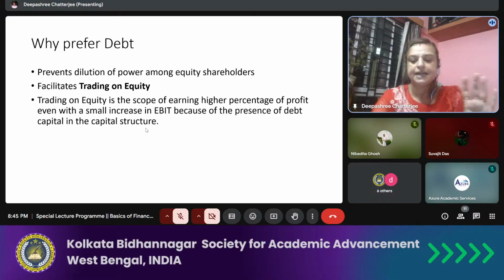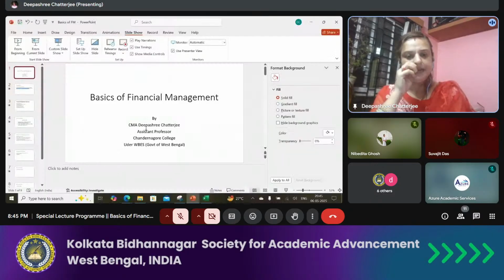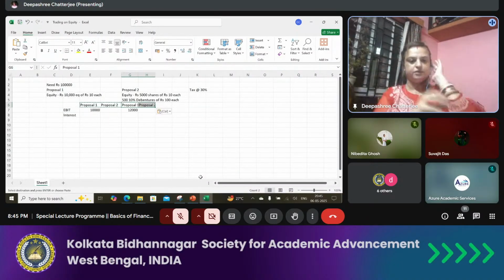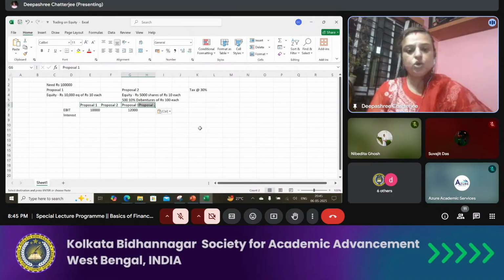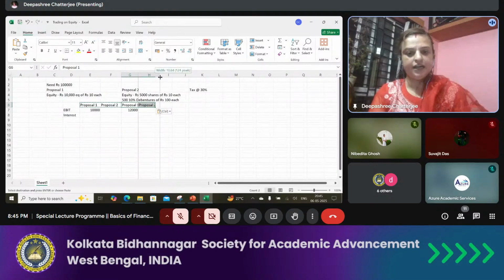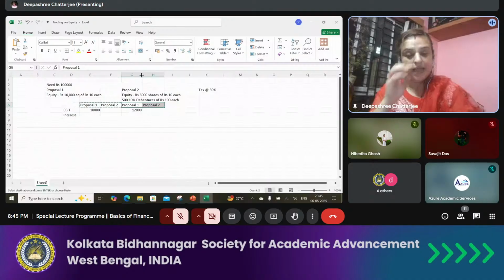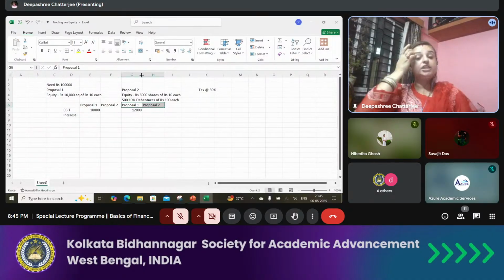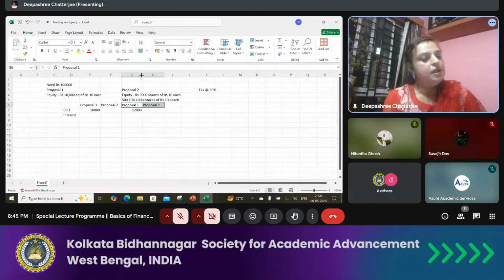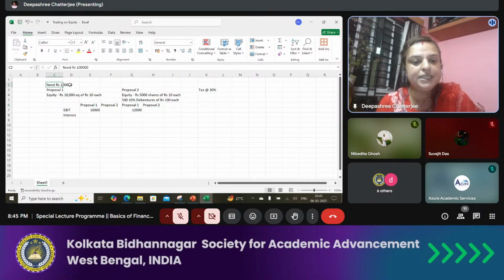How? Let us understand that, right? We will understand it through a practical problem which we will be doing together. Here I have a chart where we will solve this same problem together and understand the concept of trading on equity, right? Suppose there are proposals in front of us. Suppose a company needs rupees 1 lakh, right?